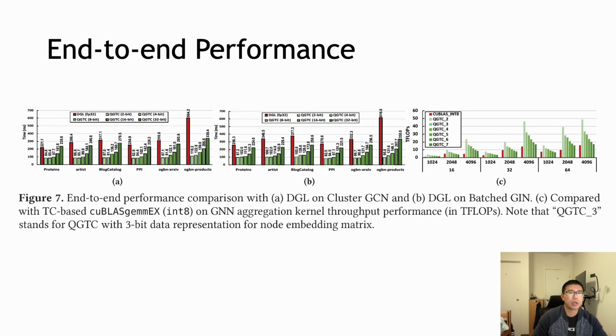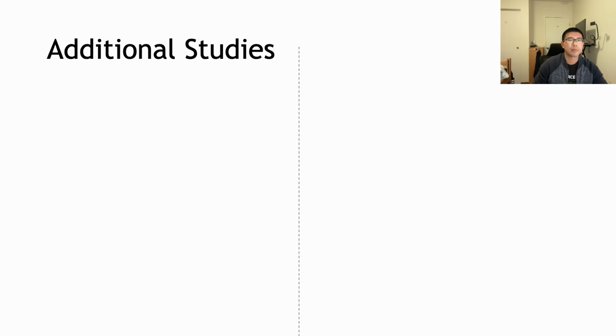In terms of end-to-end performance, we compare with the DGL on Cluster GCN. We get a 2.6 times speedup, and 2.8 times speedup compared with the DGL on batched GIN. And we also compare our kernel-level performance in terms of throughput with respect to the cuBLAS int8 precision. As we can see from the rightmost figure, the performance advantage is evident in terms of the throughput.